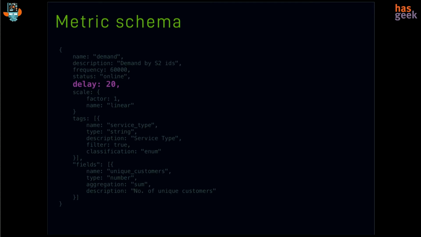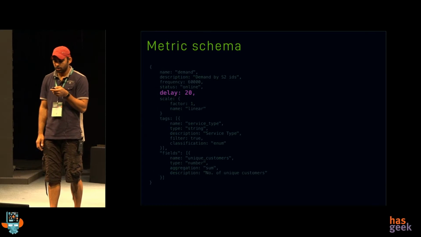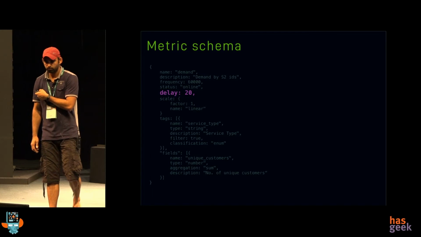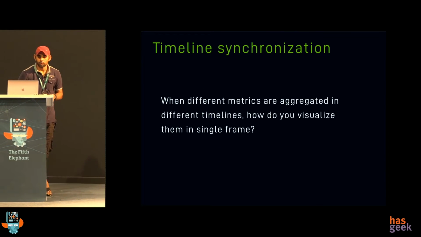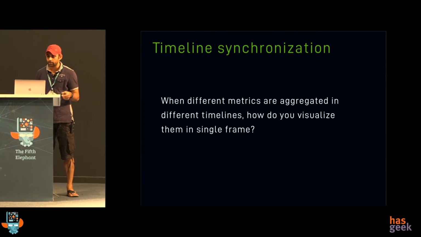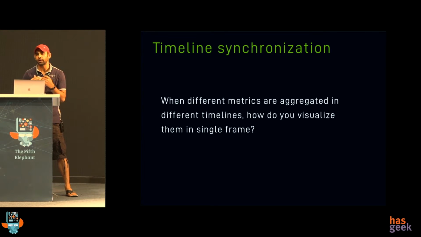So in the metric schema, we also had another field which talks about delay. Whenever you're registering your metric, you tell about the delay as well. So this particular metric is going to have a 20 minutes delay. So now each metric has different delays, and different metrics have different aggregation happening at different timelines.